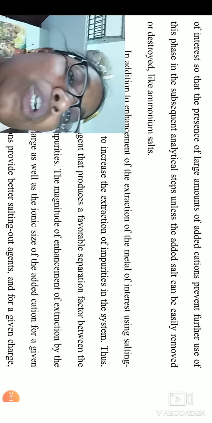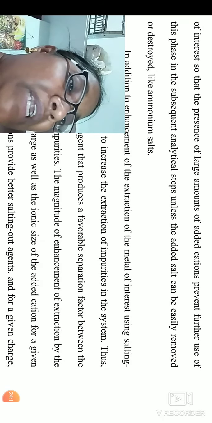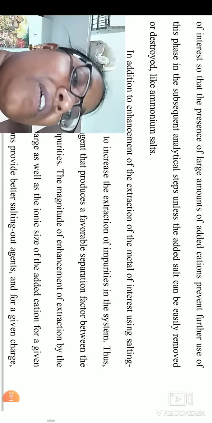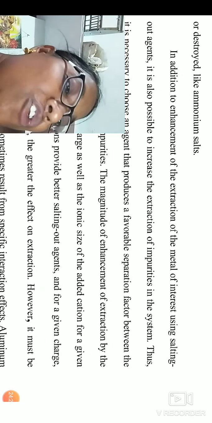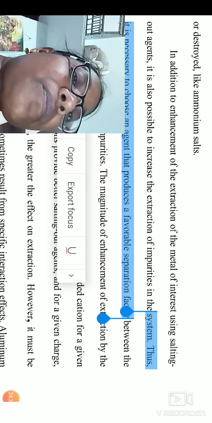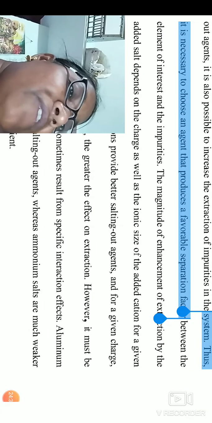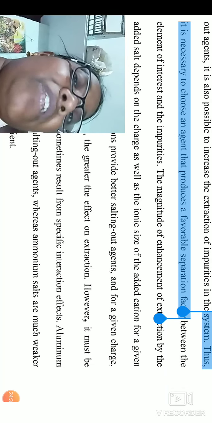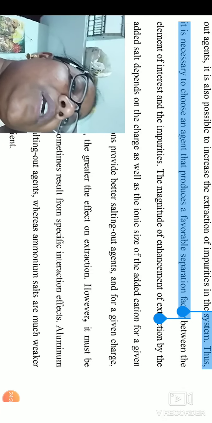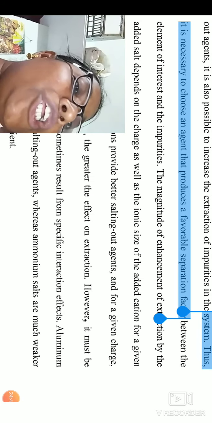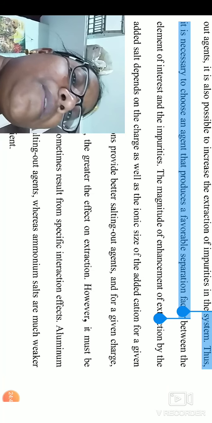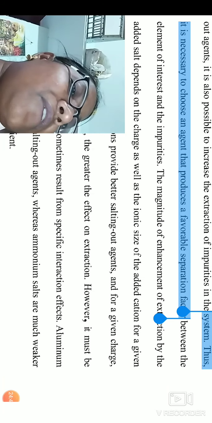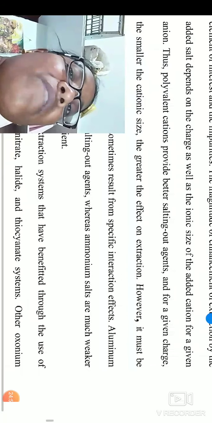In addition to enhancement of the extraction of the metal of interest using salting out agents, it is also possible to increase the extraction of impurities in the system. Thus, it is necessary to choose an agent that produces a favorable separation factor between the element of interest and the impurities. The magnitude of the enhancement of extraction by the added salt depends on the charge as well as the ionic size of the added cation for a given anion.